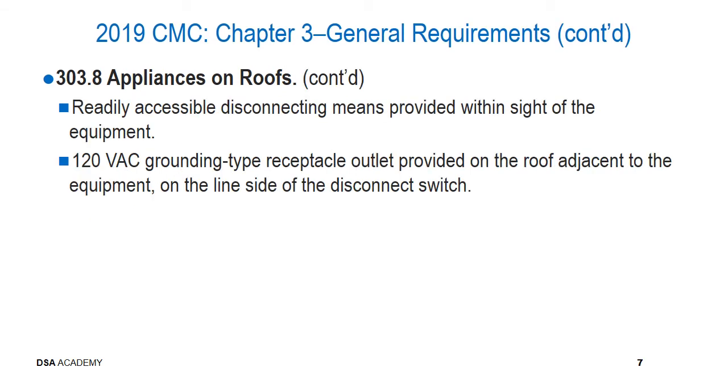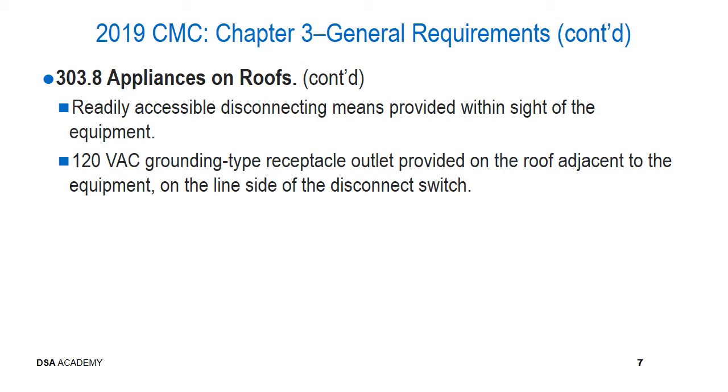Continuing with requirements for appliances located on roofs, there must be a readily accessible disconnecting means provided within sight of the equipment. And again, readily accessible means that it does not require any opening of any boxes, doors, covers, etc. That the disconnecting means is readily accessible without removing anything and is certainly viewable or within sight.